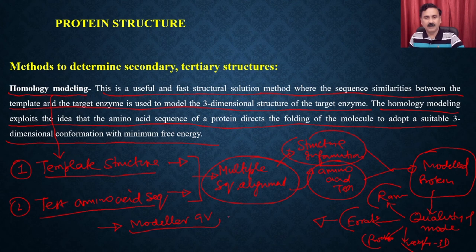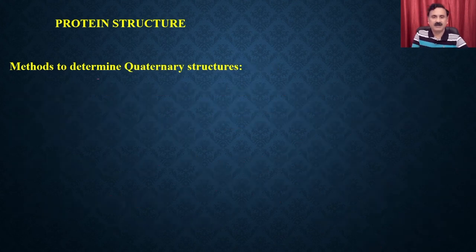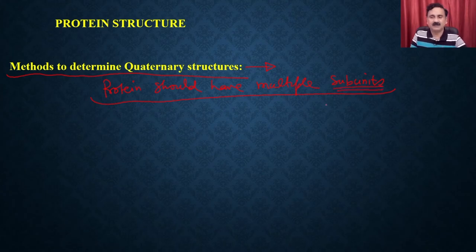So now let's move on to the methods to determine the quaternary structures. You know that the condition for quaternary structure is that the protein should have multiple subunits, right? Only if the protein has multiple subunits can you have a quaternary structure. So how can we know that the protein has multiple subunits? You can calculate the protein's molecular weight under two conditions: under native conditions, or under denaturing conditions.